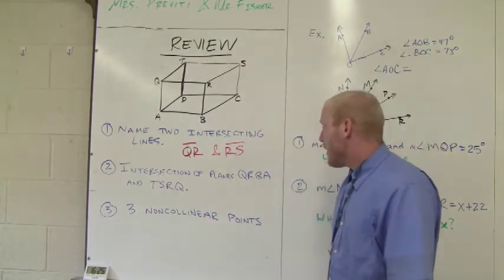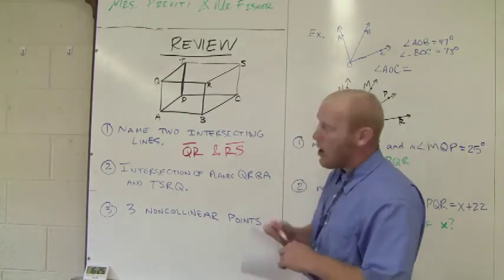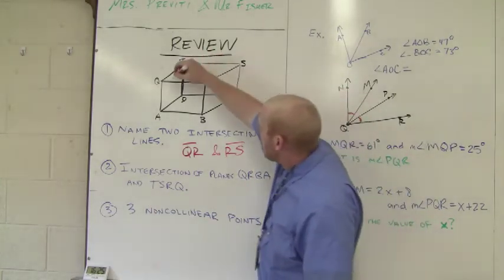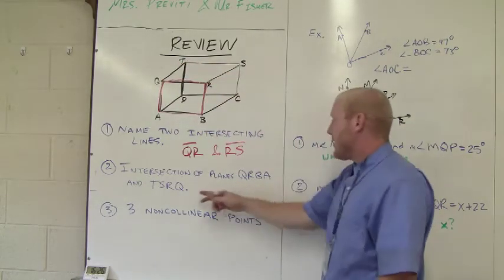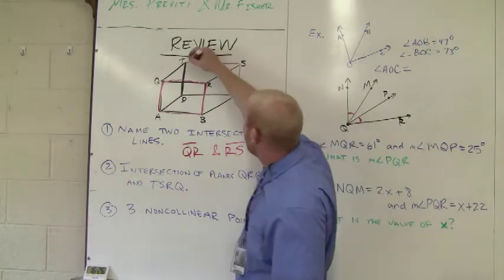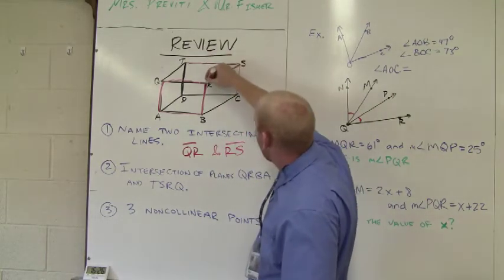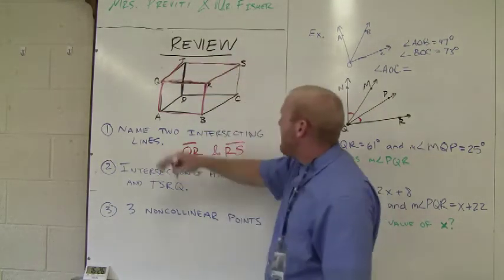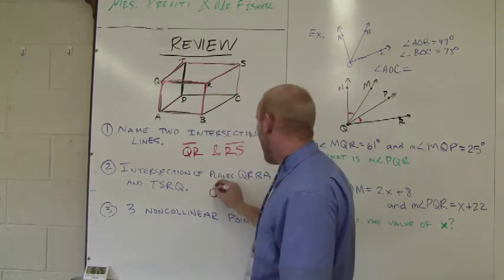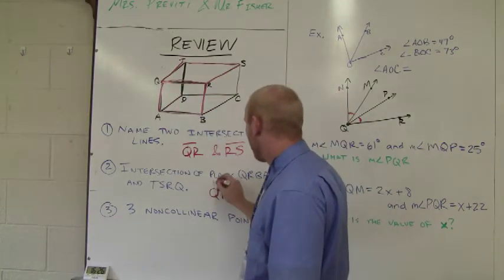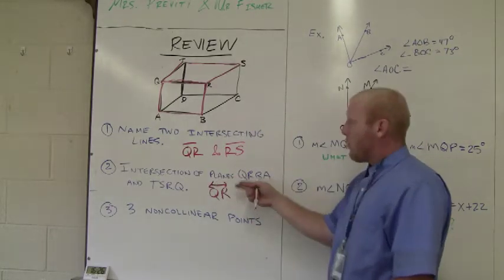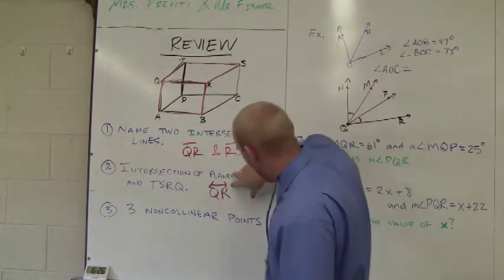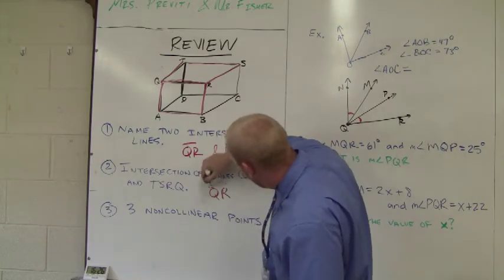Name the intersection of planes QRBA and TSRQ. So I'm going to outline that in red: plane QRBA and plane TSRQ. As you see, where do those 2 overlap? At QR. So those 2 planes intersect at segment QR.